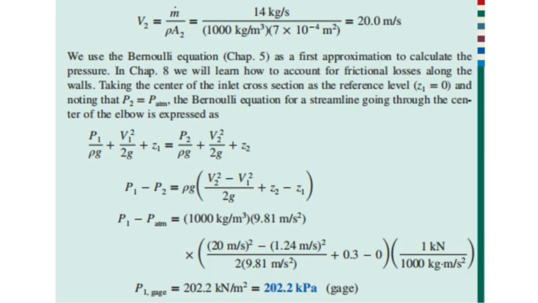We use Bernoulli's equation to find the pressure difference. The pressure at the inlet plus the kinetic energy per volume equals the pressure at the outlet plus its kinetic energy adjusted for elevation. Working through the calculation with the velocity we found, the pressure difference from inlet to atmospheric outlet is 202.2 kilopascal. This is the gauge pressure pushing at the inlet.